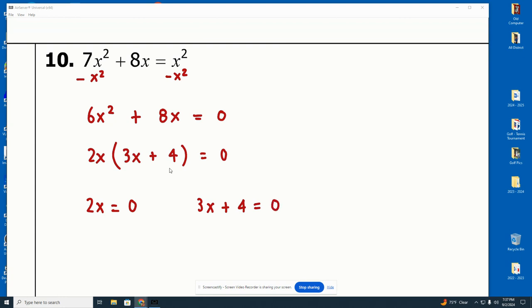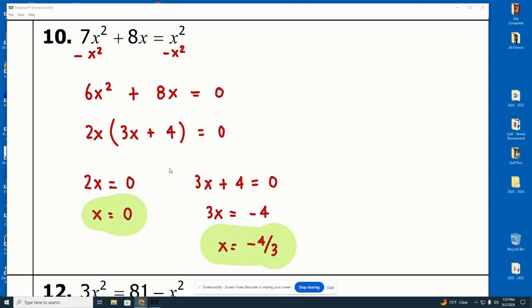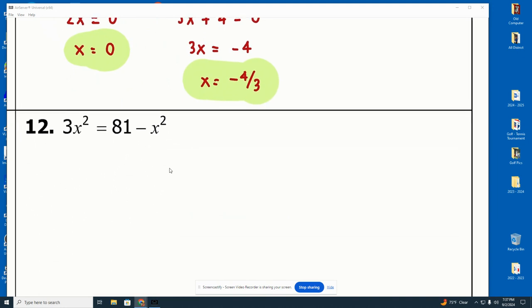So I'm going to divide by 2 here, so 0 divided by 2 is 0. Here I need to subtract 4 and divide by 3. So negative 4/3. So there they are. X equals 0 and x equals negative 4/3. There's number 10. Let's keep on moving right along to number 12.